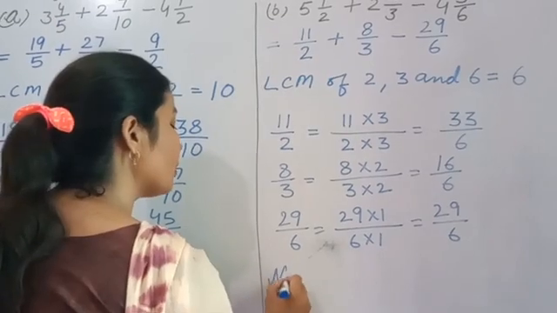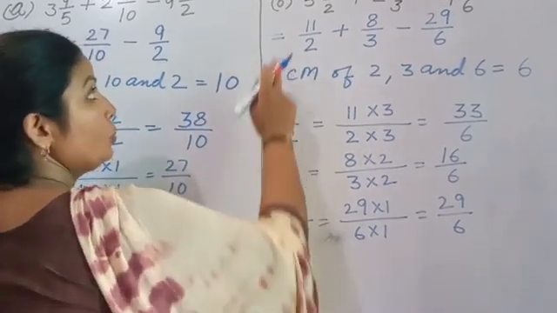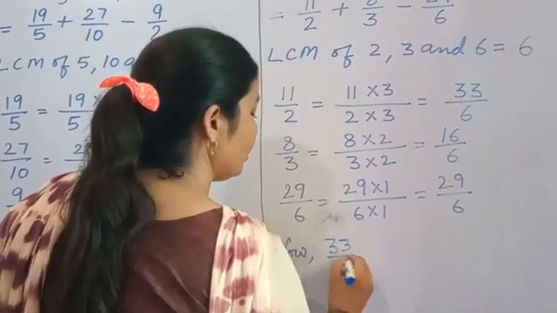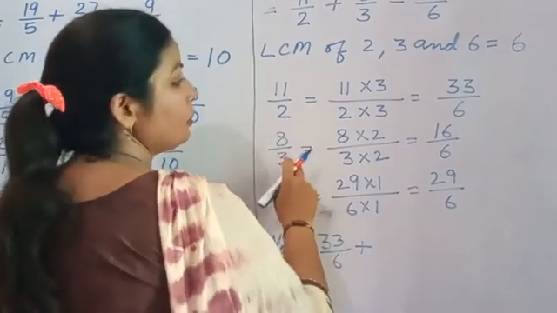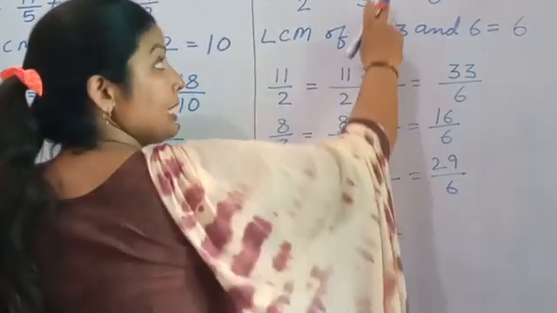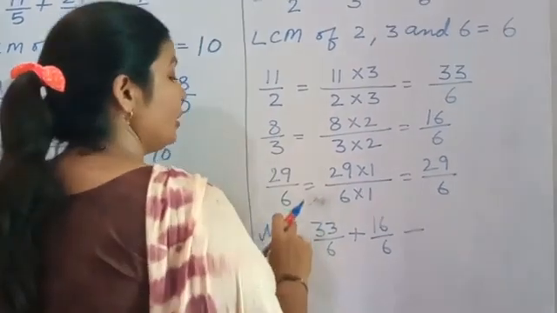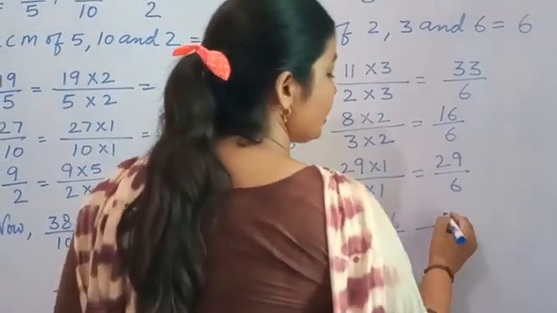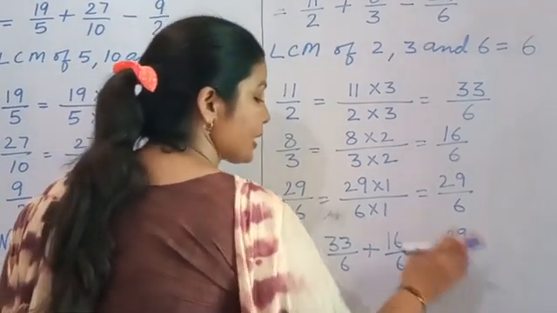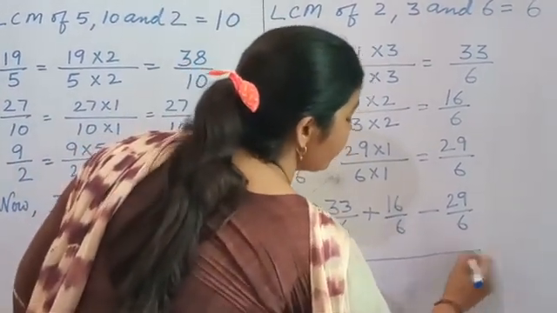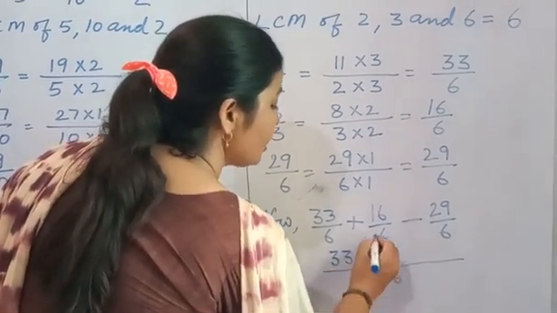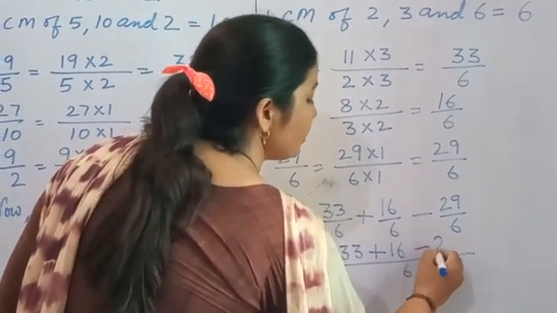So now, first is 11 upon 2. 11 upon 2 means 33 upon 6. Plus next is 8 upon 3. 8 upon 3 means 16 upon 6. Now next is minus. Minus symbol is there. So minus 29 upon 6. 29 upon 6 means 29 upon 6. Okay. Now all are 6, 6, 6. So we take the common denominator, that is 6. Okay. Now the numerator: 33 plus 16 minus 29.